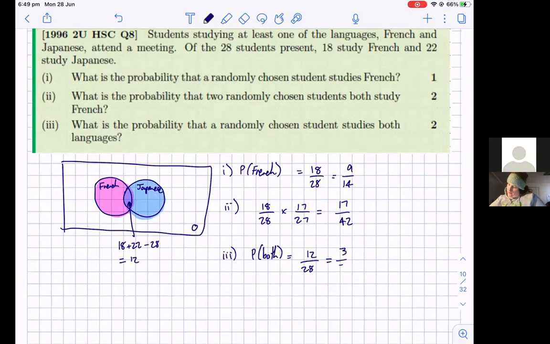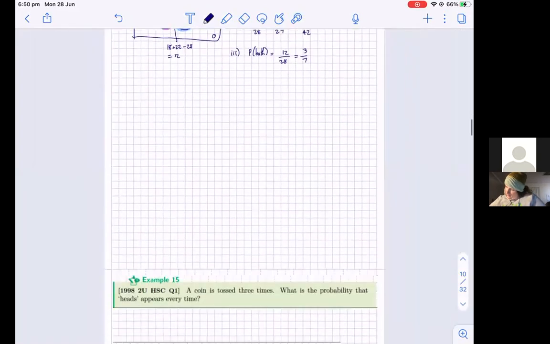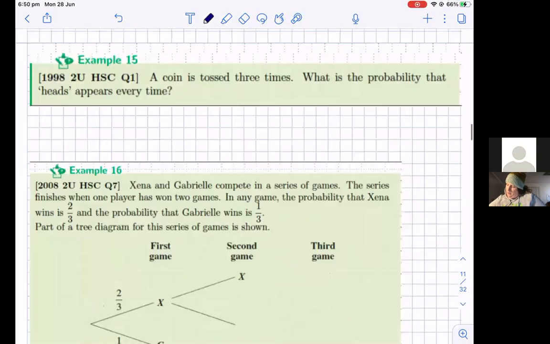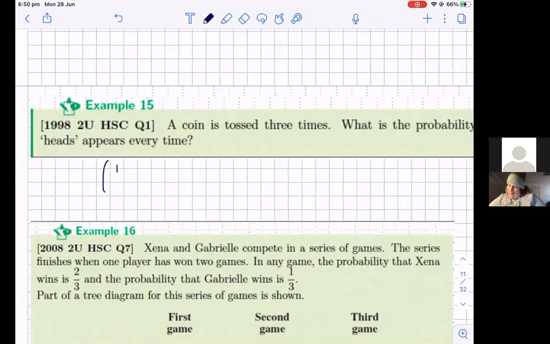3 sevens. Coin is tossed 3 times. What's the probability of heads? Because half to the third equals 1 on 8. Okay.